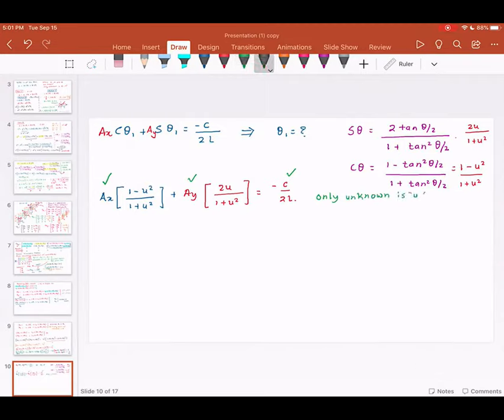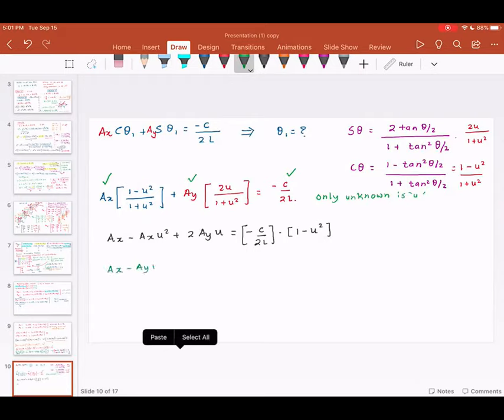So now we expand, and as you can see, this will become AX minus AX u square plus 2AY u is equal to minus C by 2L. This is again a constant multiplied by 1 minus u square. Now this expression can be further simplified. So you're going to have AX minus AX u square plus 2AY u is equal to minus C by 2L plus C by 2L u square.